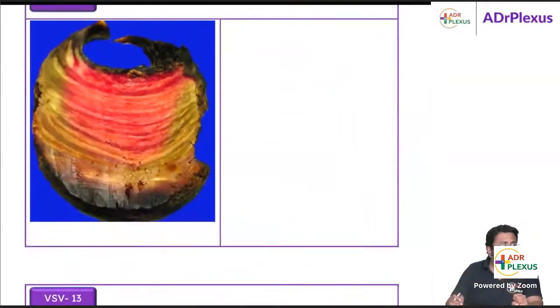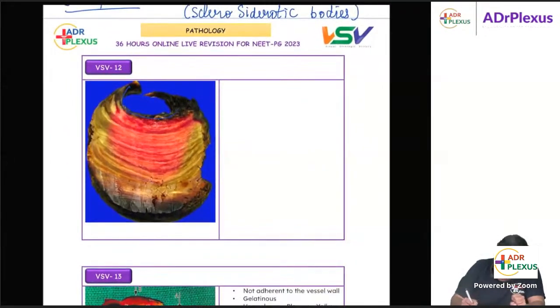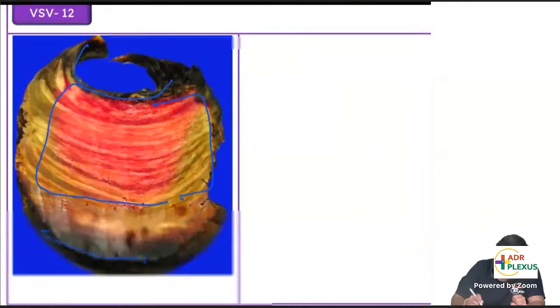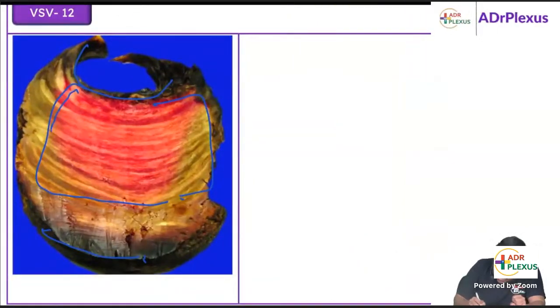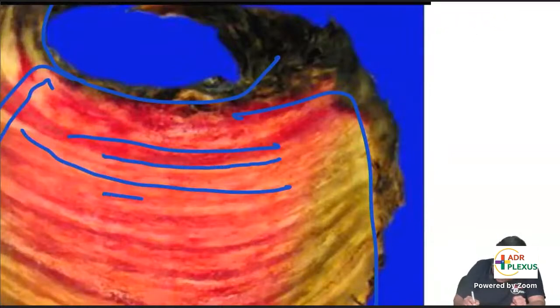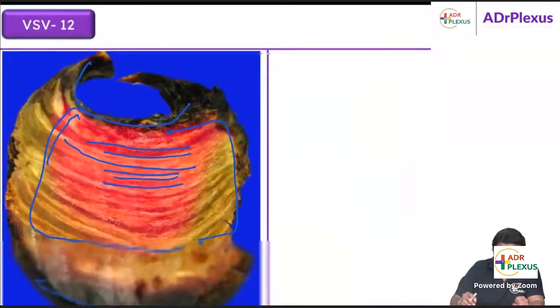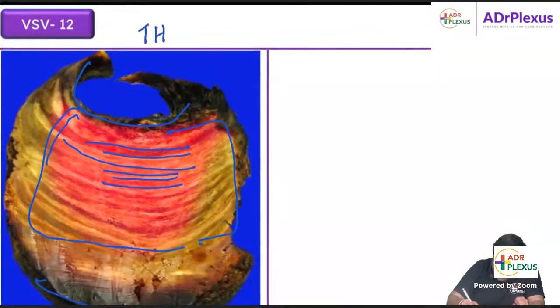Then, what is this finding? This is a structure of an aorta, and you can see a finding attached to this aorta, and you can see mainly these white lines. See these white lines alternating with the dark hemorrhagic lines. Yes, this is a case of a thrombus.